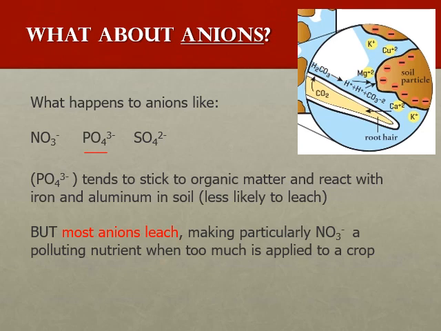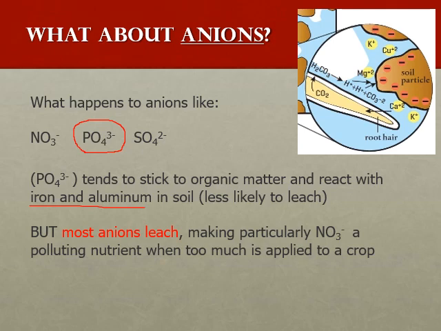Phosphate is an interesting one in that it reacts with iron and aluminum in the soil, and it actually becomes immobile. Even though it's a negatively charged nutrient, it is actually very immobile in soil. So farmers often have to over apply phosphate to compensate for that, depending on their soil.